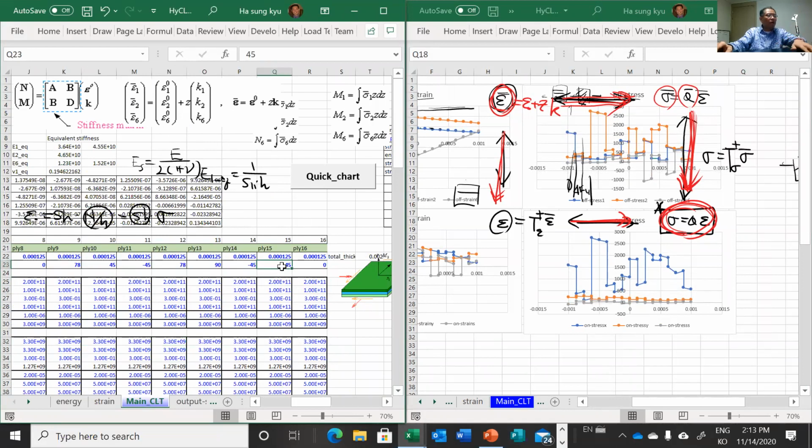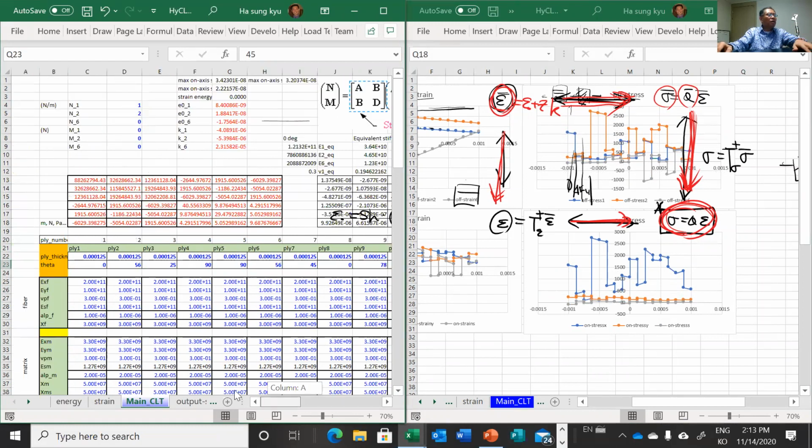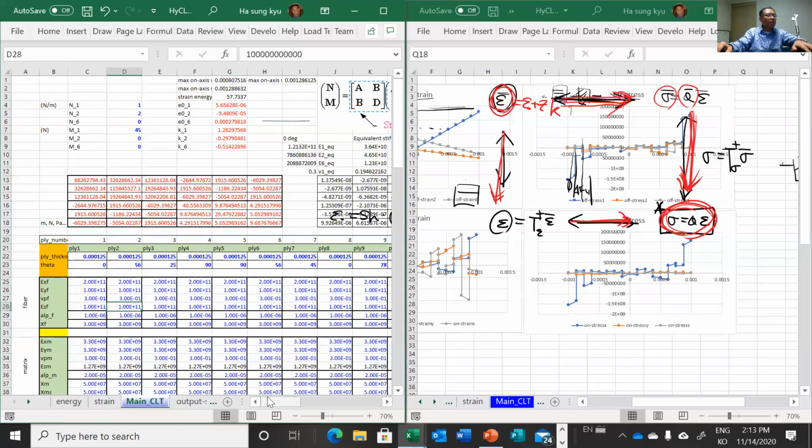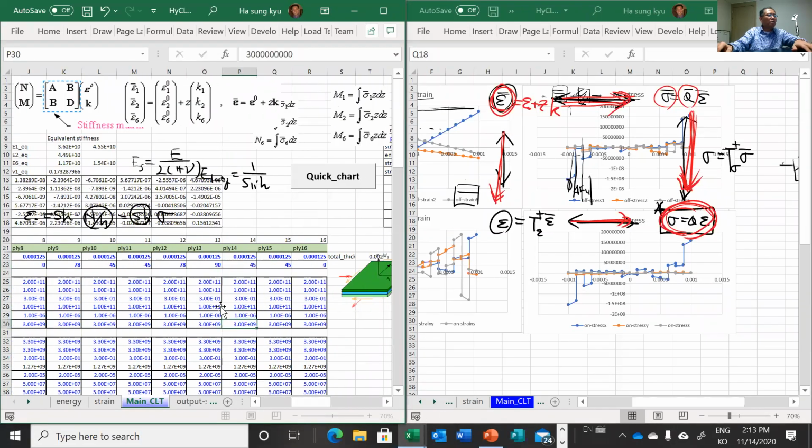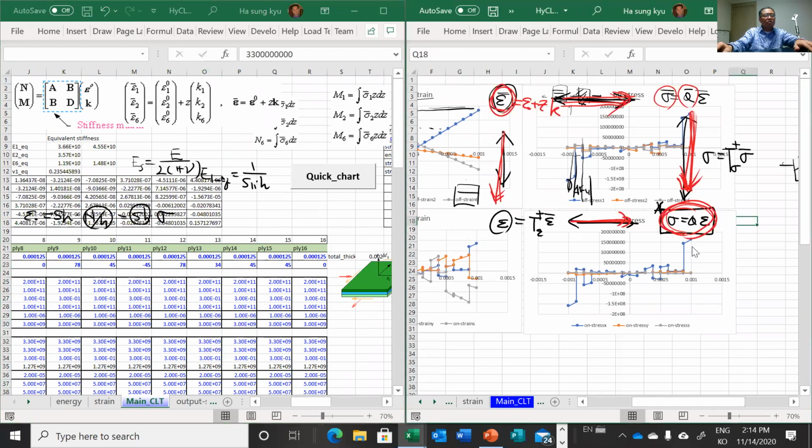Okay, so again, designer-wise, for the given load, any load is okay. We apply this load, and how are we going to change or design the angles so that the maximum stress can be lowered? Maximum stress should be low, so as not to reach early failure, right? So that is the point.